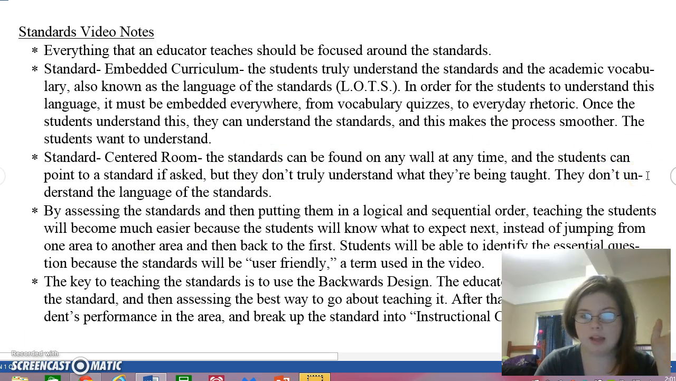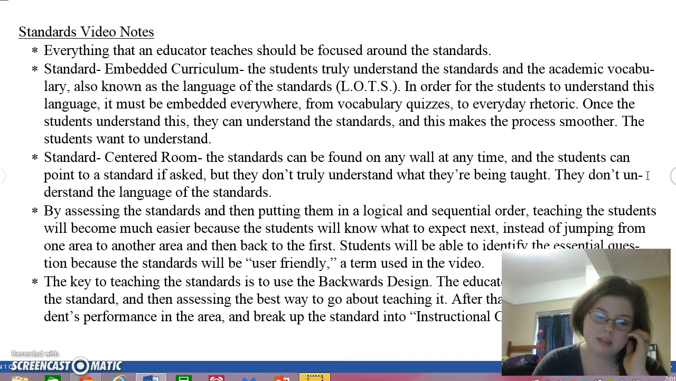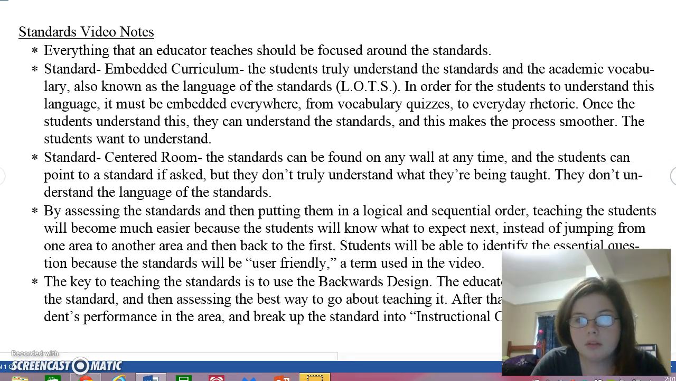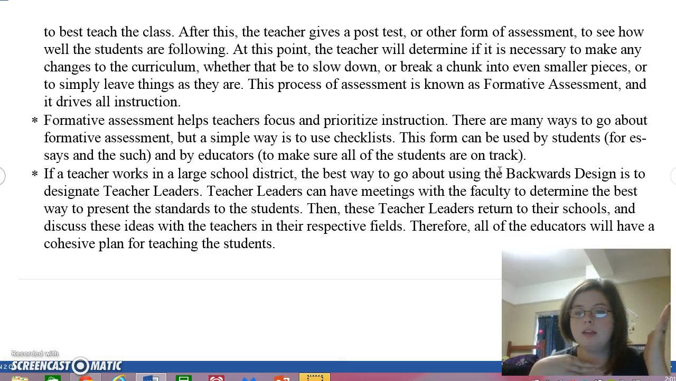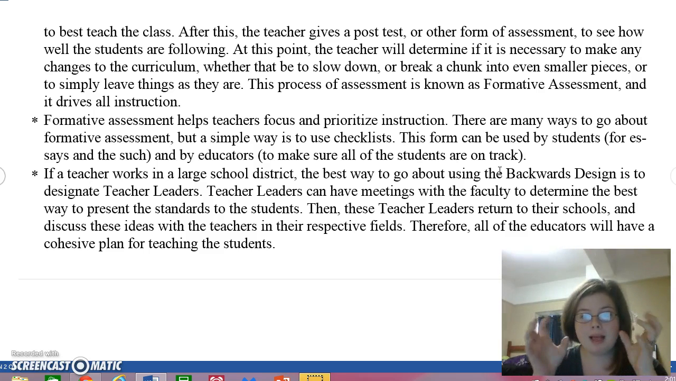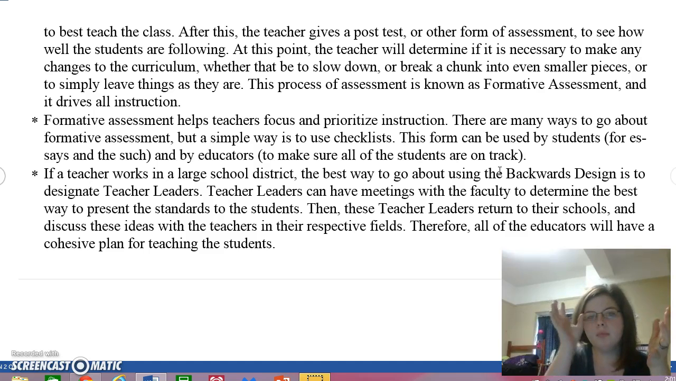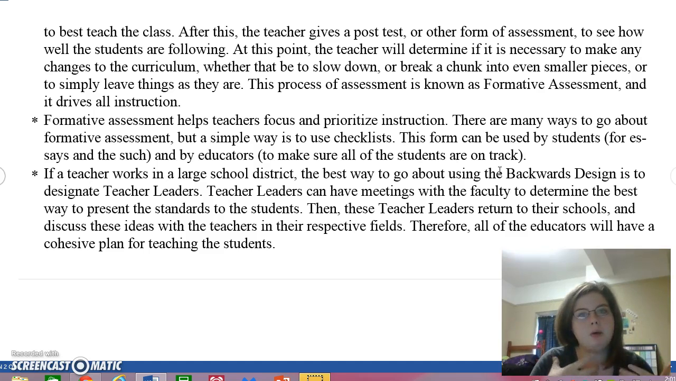After that, they assess the student's performance in the area, and then they break up the students into instructional chunks as needed in order to best teach the class. So basically, like I said about the different things involved in the fractions, they need to break it up into all the different things the students are going to need to learn in order for them to best understand the standard. After this, the teacher would give a post-test or other form of assessment to see how well the students are following.